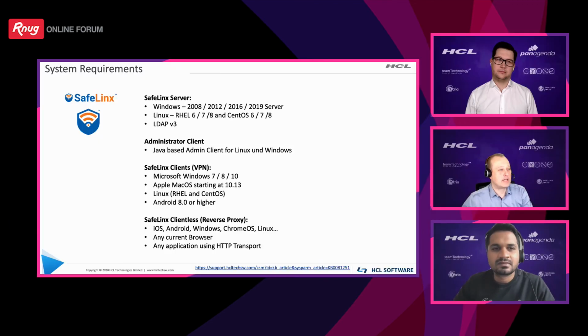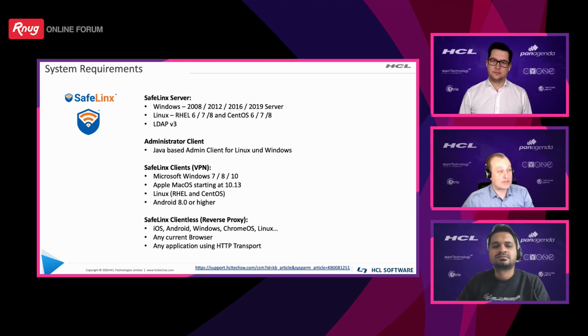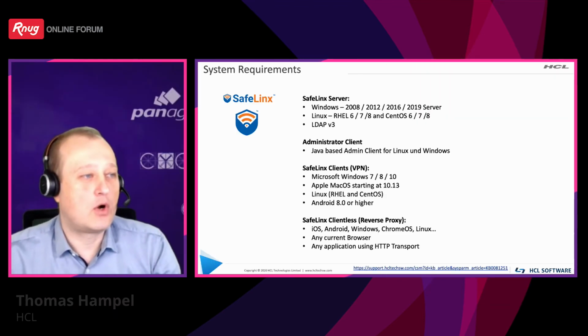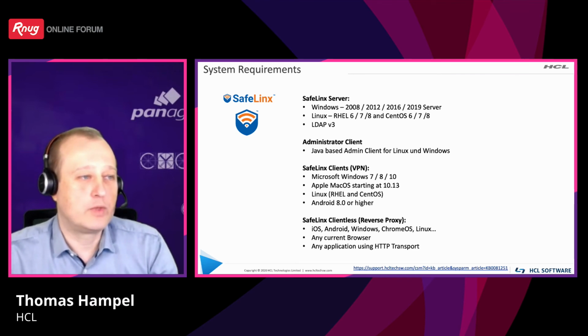Not that it was prepared, but I think it was important to point out the options of Safelinx and where to use it. Let's look into the more technical requirements a bit. So what do you need to run a Safelinx server? On the infrastructure side, Safelinx runs on Windows or Linux, so Windows 2012 and so on, or a Linux server on Red Hat or CentOS will just work fine.